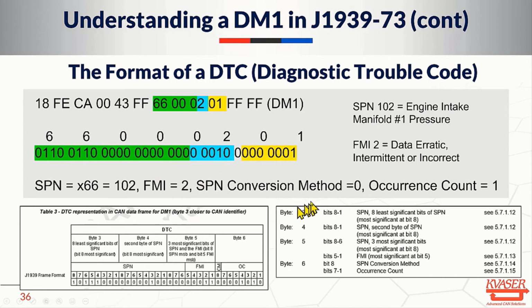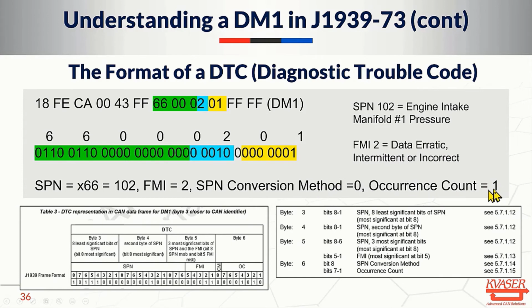Okay, SPN conversion method is 0. I told you that's old history. We're not going to worry about that. And then there's an occurrence count. These bits make up the occurrence count, and that's a 1. Okay, so SPN is hex 66 or decimal 102. Again, we look up in the DA all the SPNs. There's over 20,000 SPNs defined in J1939. I sure can't teach you those here. We can look up SPN 102, and it's called engine intake manifold number 1 pressure. We can look up a failure mode indicator of 2, and it's data erratic, intermittent, or incorrect.